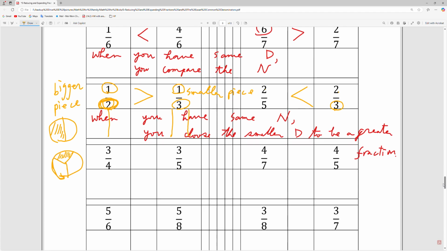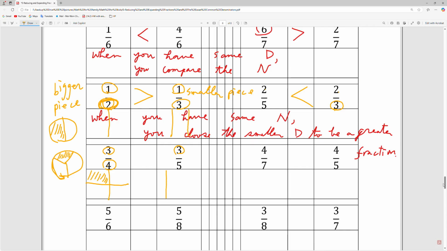So depends on the same number is numerator or denominator. You have different way to compare. Now again, when you have same numerator, you only need to compare with the denominator. Denominator smaller means the piece is bigger. You have bigger piece.